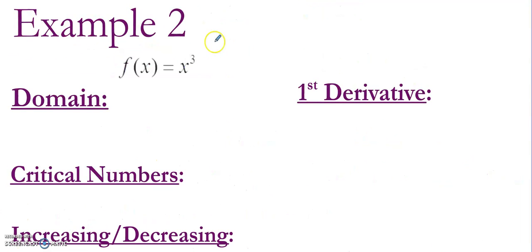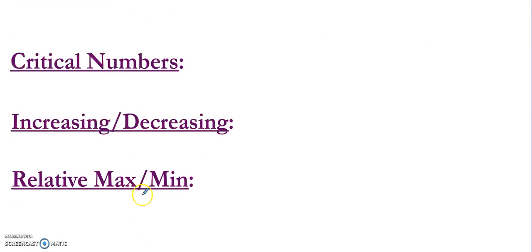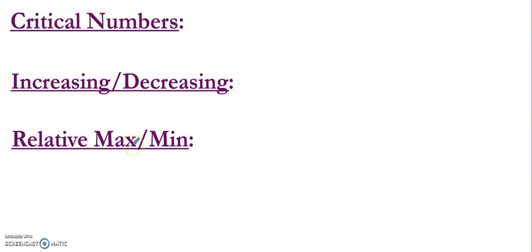Moving on, I want you to try the next one on your own. So f of x equals x cubed. Find the domain, the first derivative, the critical numbers, make an increasing and decreasing chart, and then state the relative maximums and/or minimums using derivative speak. Pause the video, unpause when you're ready to check.